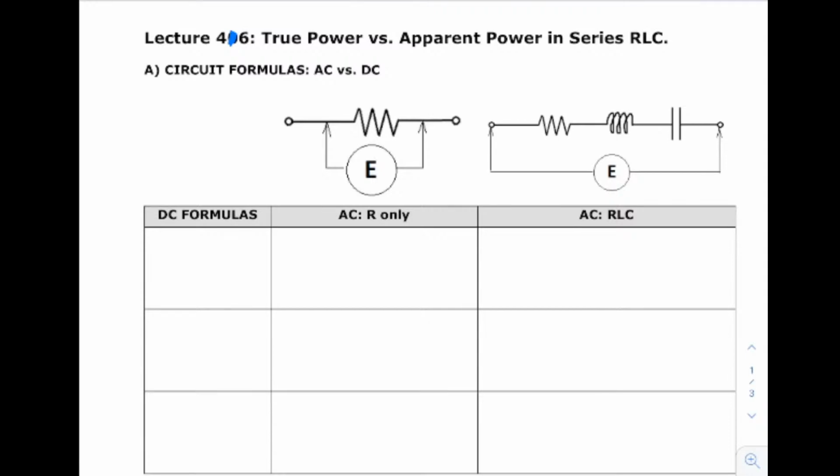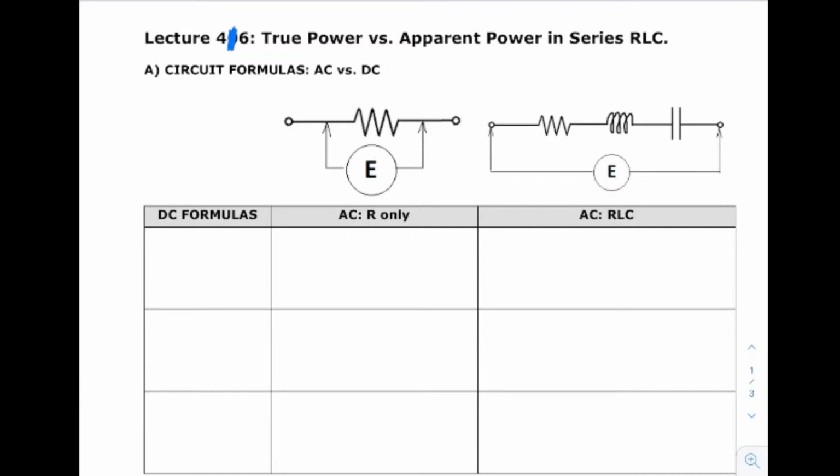Welcome to lesson 46, not 406, 46. Cross off that zero, please. True power versus apparent power in a series RLC circuit. Yep, we're going to have to learn a concept today, and it's called apparent power.